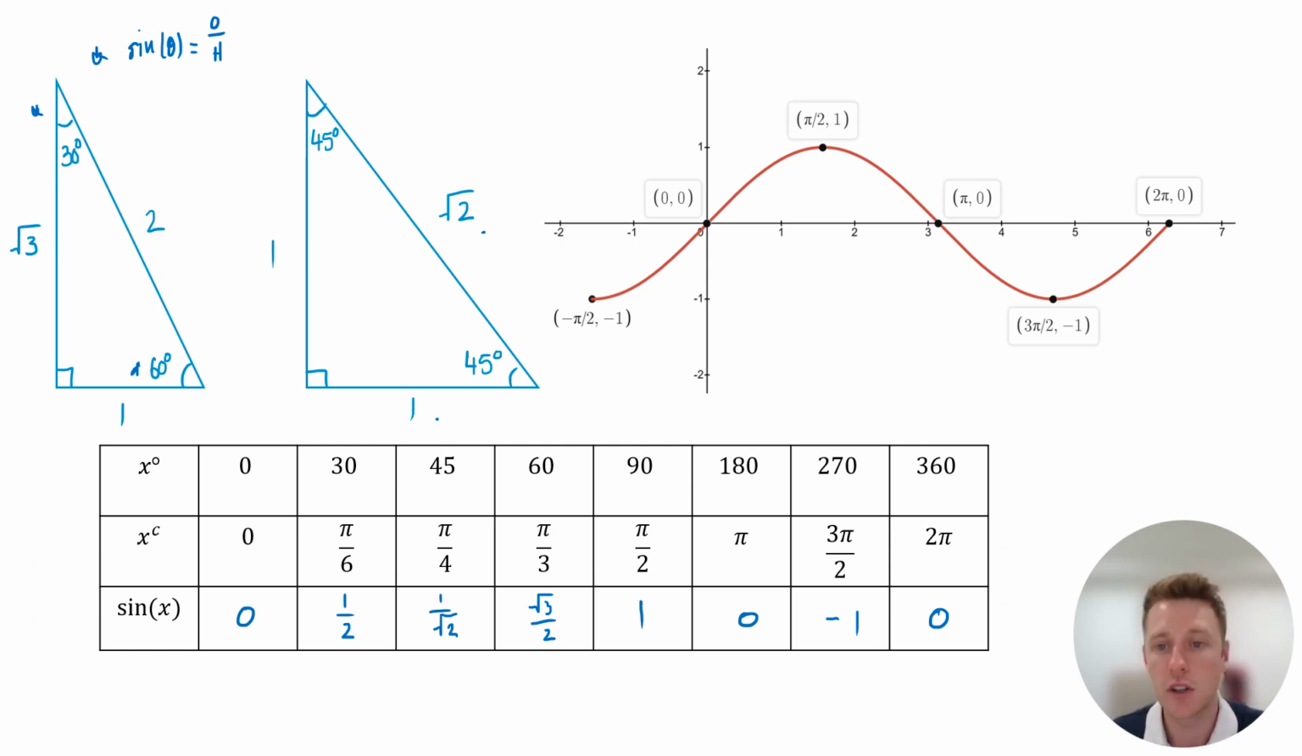Now the first thing we need to be aware of is that not all functions have inverses. In order for a function to have an inverse, the original function must be a one-to-one function. Now, our original sine graph is not a one-to-one function. There's two criteria for a one-to-one function: it must pass horizontal and vertical line tests.